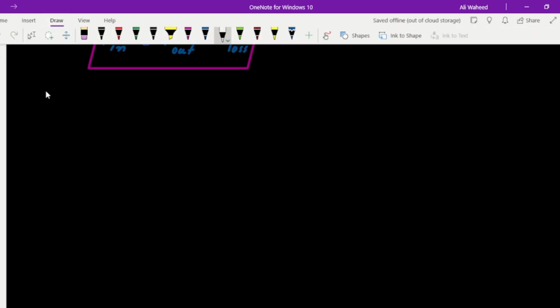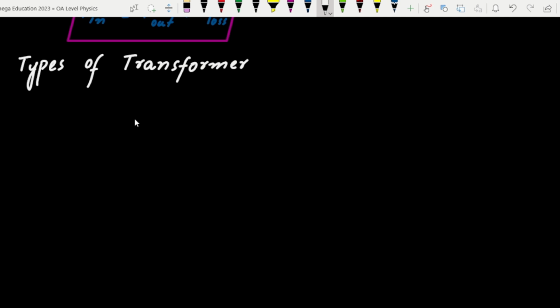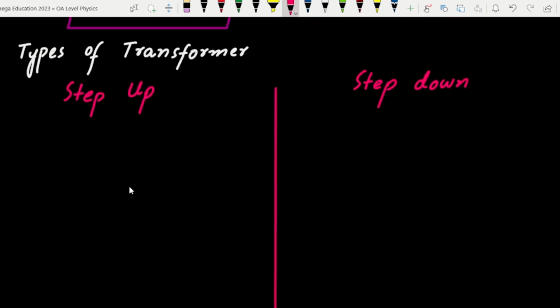The next thing that we have today is types of transformer. So we have transformer in two types. One of them being called step up, and the other one being called step down. So either your transformer would be a step up transformer, or it will be a step down transformer. Okay, so for the first one, step up transformer.